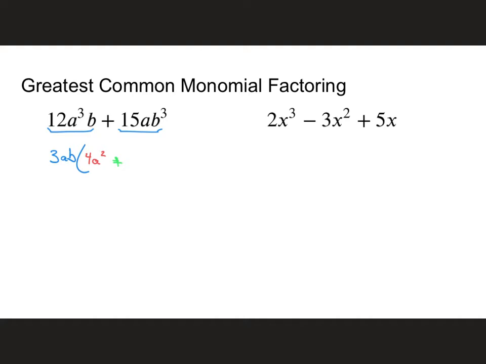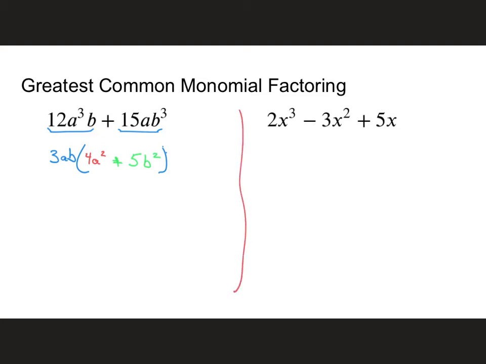Same idea. 3 times what will give me 15? The answer to that is 5. 3 times 5 will give me 15. Okay, a times what will give me a? Well, just 1, so there's no need for anything there. And b times what will give me b to the third? The answer is b squared. So I've factored this. If I wanted to, I could distribute that through and check my answer, but this is factored completely because I pulled out the correct GCF.